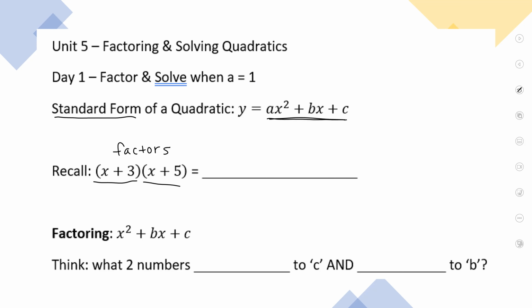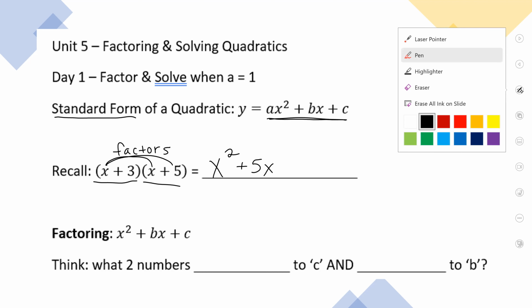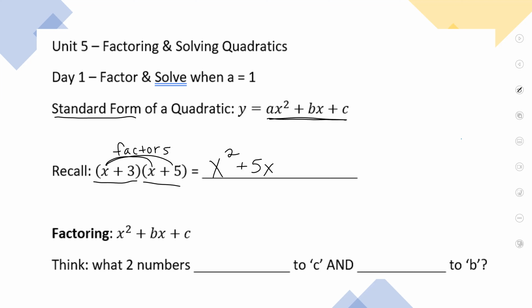So let's go ahead and do that. X times x is x squared. X times 5 is 5x. Now we're going to do the 3. 3 times x is 3x. 3 times 5 is 15. Okay, we're almost at standard form.